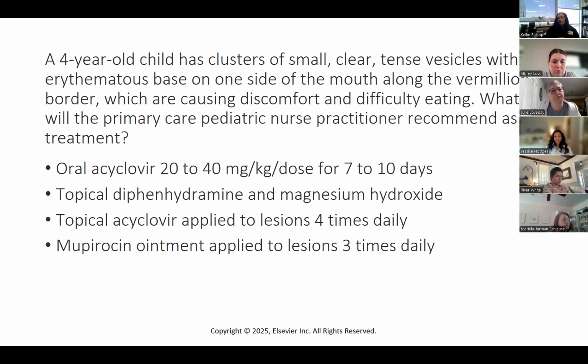A 4-year-old child has clusters of small, clear, tense vesicles with an erythematous base on one side of the mouth along the vermilion border, which are causing discomfort and difficulty eating. What will the primary care PNP recommend as treatment? Oral acyclovir, topical Benadryl and magnesium hydroxide, topical acyclovir, or mupirocin ointment.